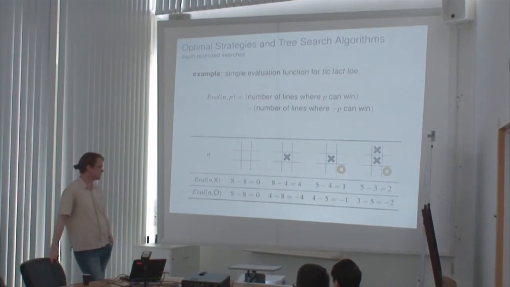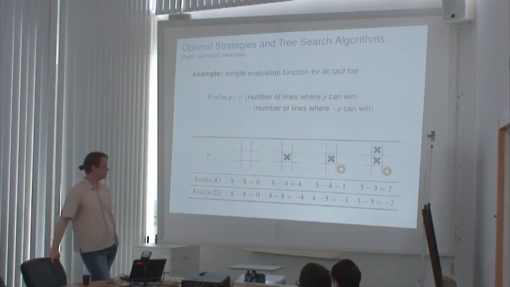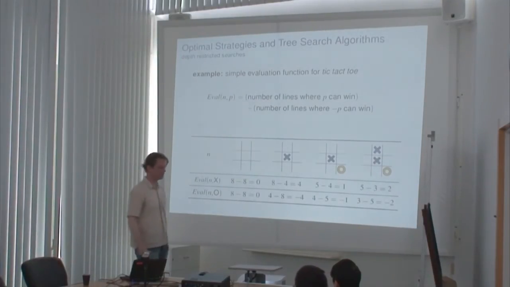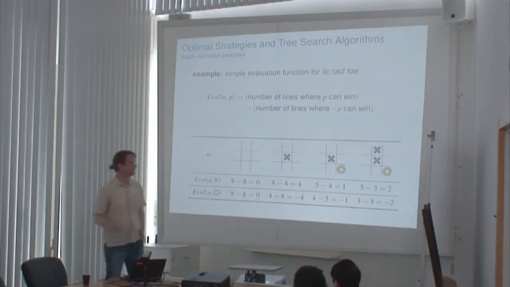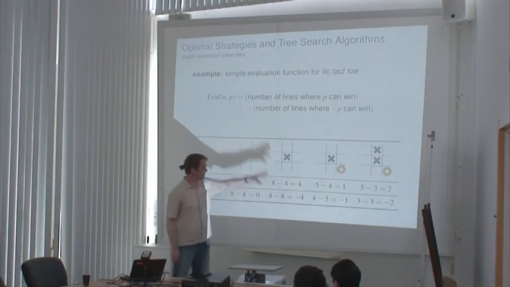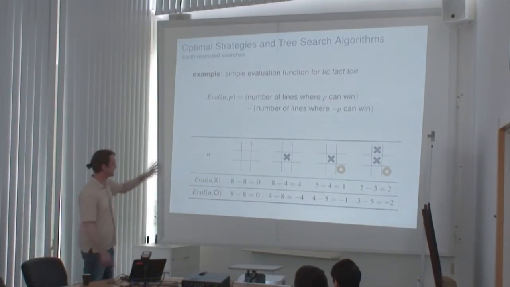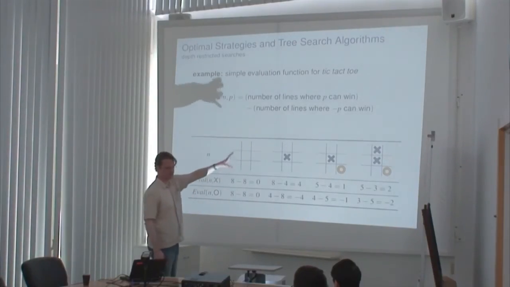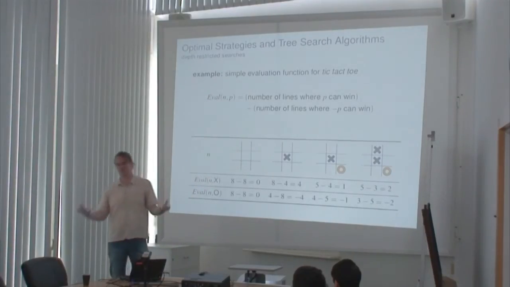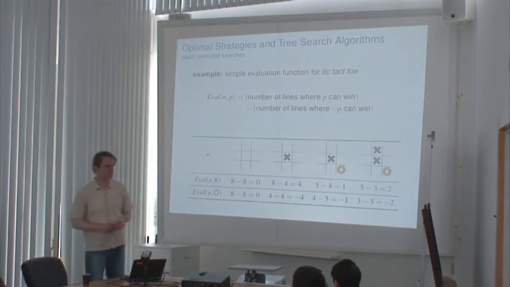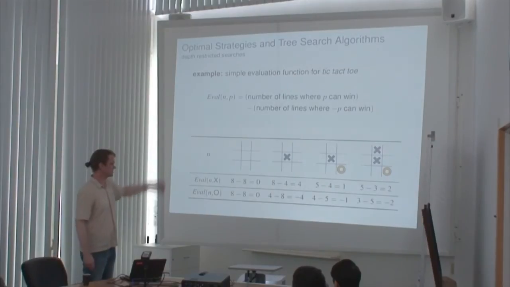Minus four seems hopeless, but we have seen last time that there is no reason for player naught to abandon all hope because this will always end in a draw. However, from the perspective of player cross, this is really great because there are basically eight ways of winning this game from the perspective of cross, while there are just four ways of winning from the perspective of naught, so 8 minus 4 is 4.